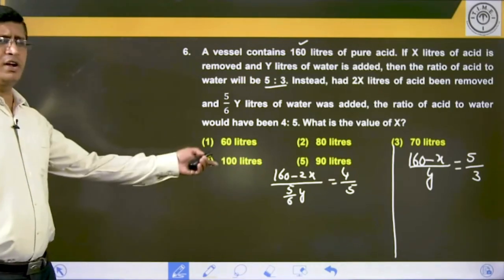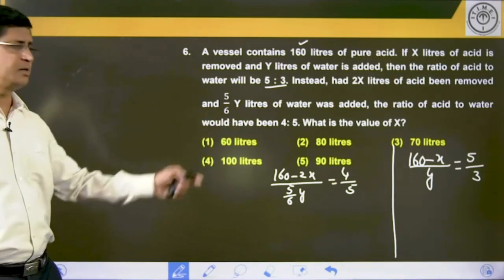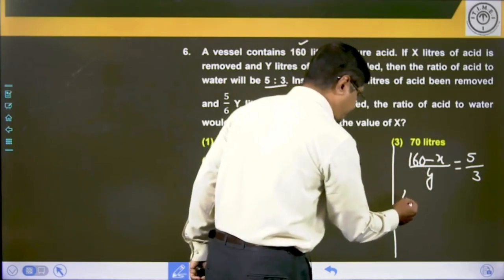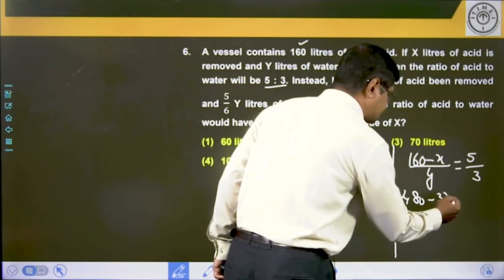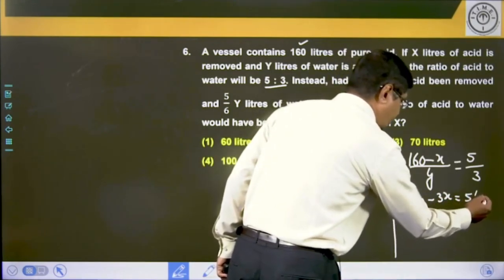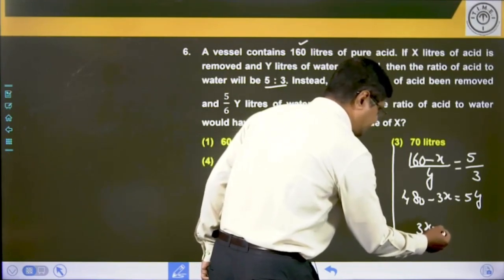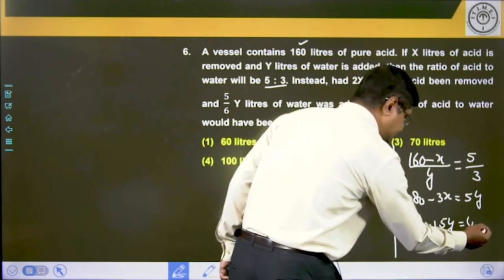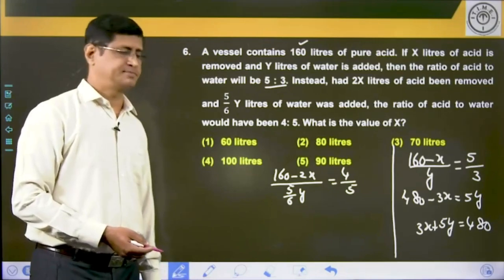My dear students, you can simplify. Here I gave the equations, you can simplify this. Let me try here. 3 times of 160, that is 480, minus 3x is equal to 5y. What is the equation? 3x plus 5y is equal to 480. Am I right? This is the first equation by using the condition 1.